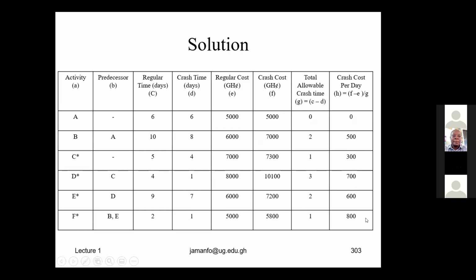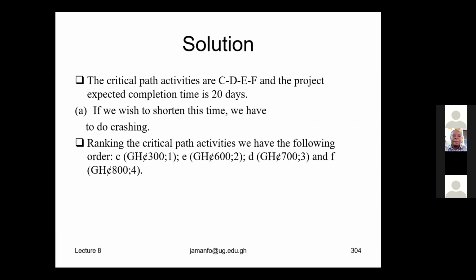If after crashing 300, we have still not achieved the desired project completion time of 18 days, then we'll move on to the 500. We crash and we still haven't achieved the desired project completion time of 18 days, then we continue. Remember, we want to do this at the very minimum cost. Okay. So the critical path activities are C, D, E, F. We've seen this already.